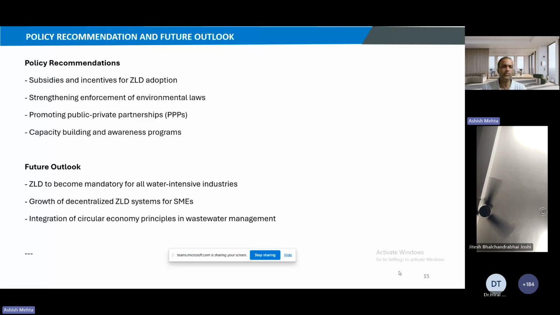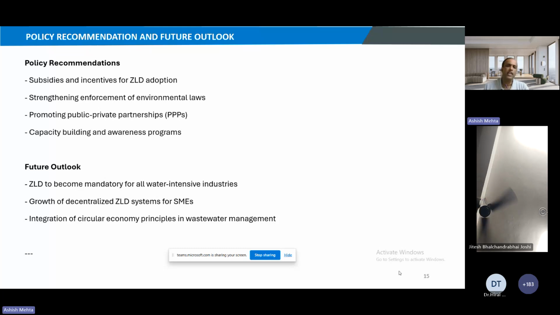Now, if we talk about policy recommendations, there are subsidies and incentives for ZLD adoption, but these policies are different in different sectors, promoted by respective ministries, and different states have different policy recommendations. There are different enforcement of environment laws, and promoting public-private partnerships in capacity building and awareness programs. So these are the key policy recommendations, but again, all these policy matters are different in different states or locations.